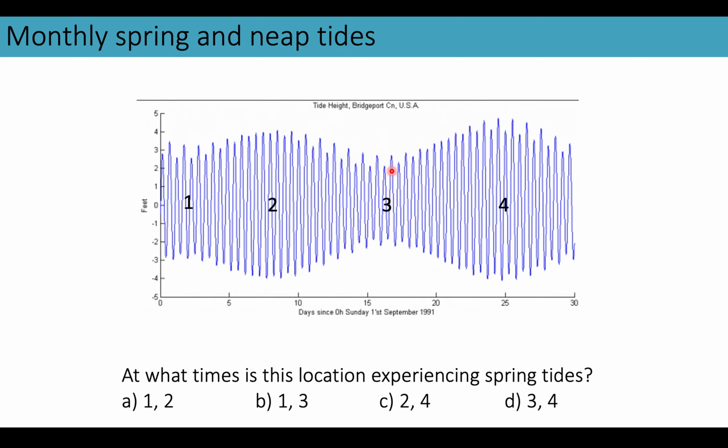So if we're thinking about spring tides, that is when the moon and the sun are in alignment. We have really extreme tidal changes. So we would be looking at position 2 and position 4. So in this month of September, around the 8th and then around the 25th, they were experiencing spring tides.